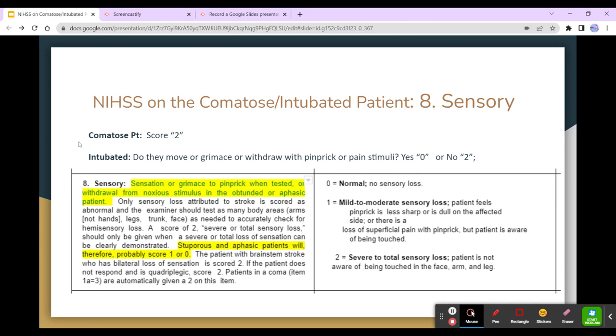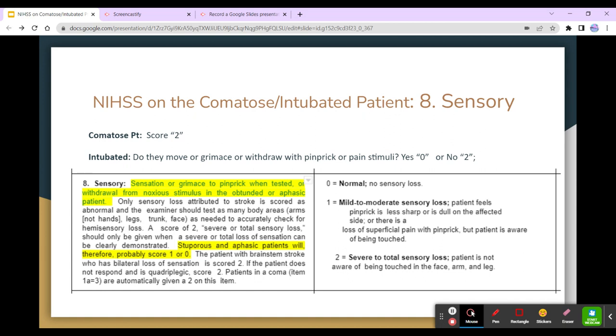Number 8, sensory. A comatose patient is automatically scored a 2. An intubated patient, did they move, grimace, withdraw with pinprick or any painful stimuli? When you pushed on their fingernail with your pen, did they withdraw their arm? If they did, it's a 1 or a 0, depending on how much they were able to feel. If they didn't, it's a 2.